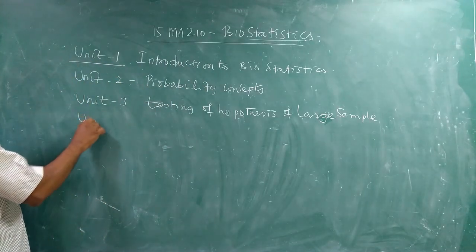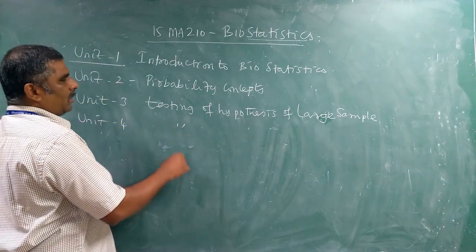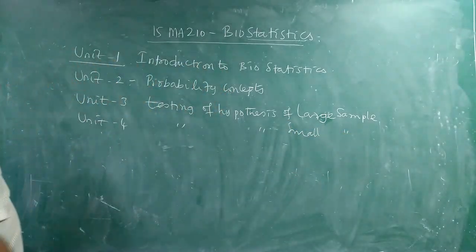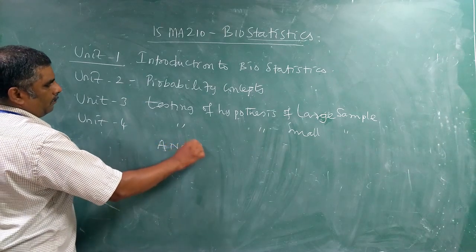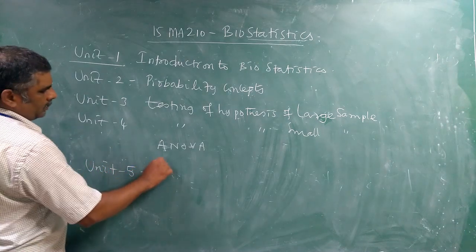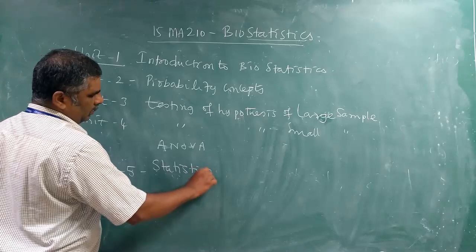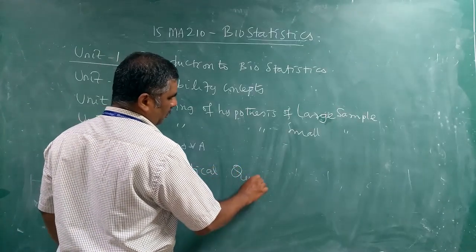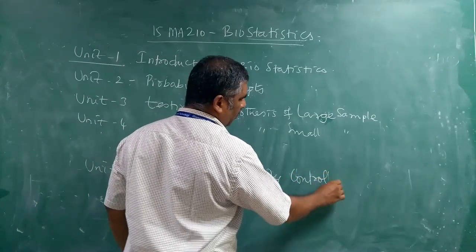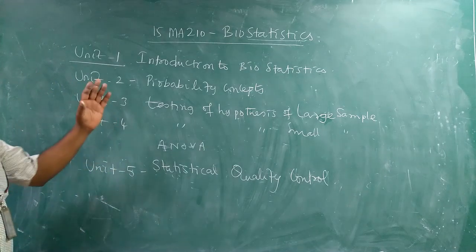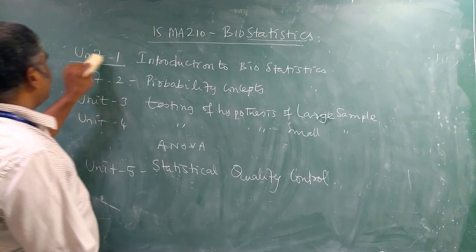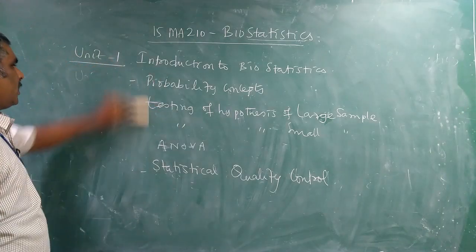Unit 4, Testing of Hypothesis of small sample and ANOVA. Unit 5, Statistical Quality Control. So these are the topics we are going to discuss in the semester. First we start with Unit 1, Introduction to Biostatistics.